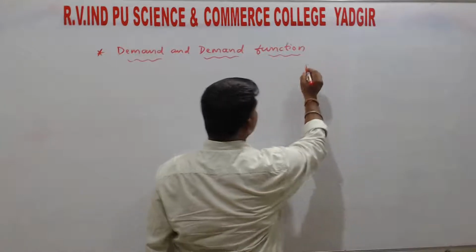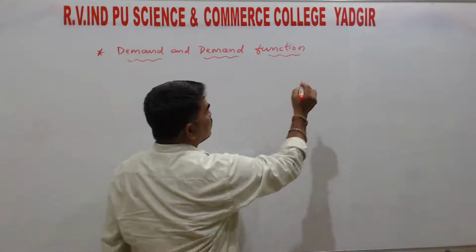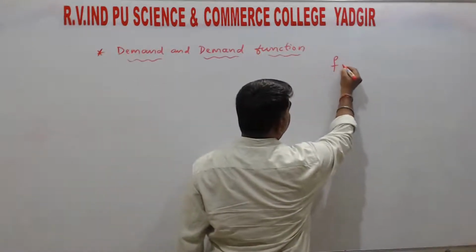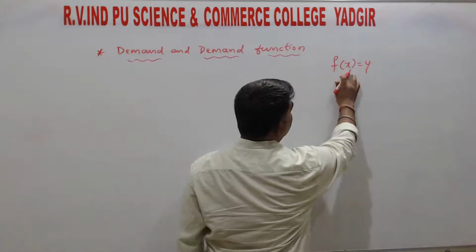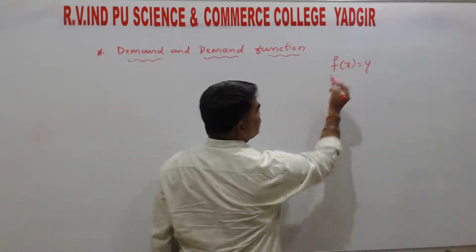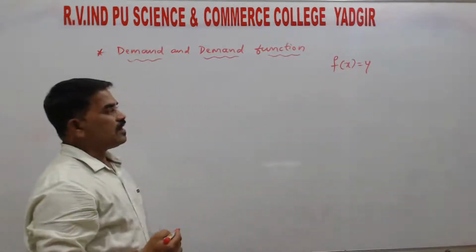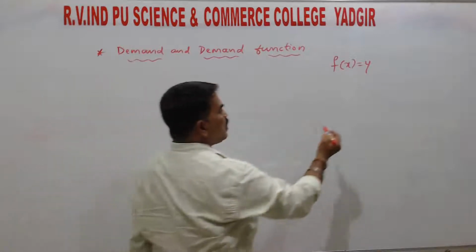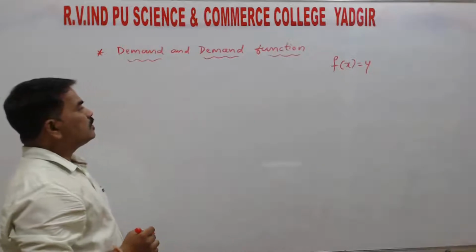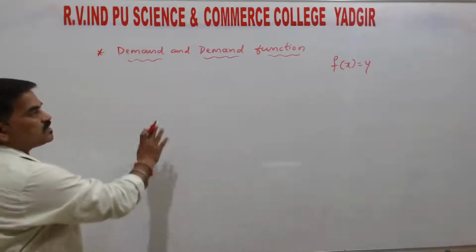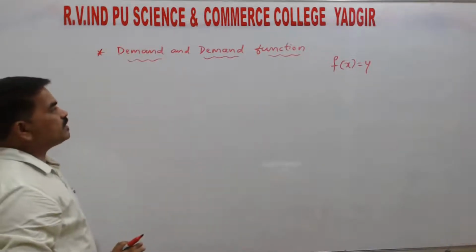And the demand function, we know it is f of x is equal to y. X and y, these are two variables, and here x is the independent variable and y is dependent on x. So we call it a dependent variable. So this is what we discussed in the previous class.